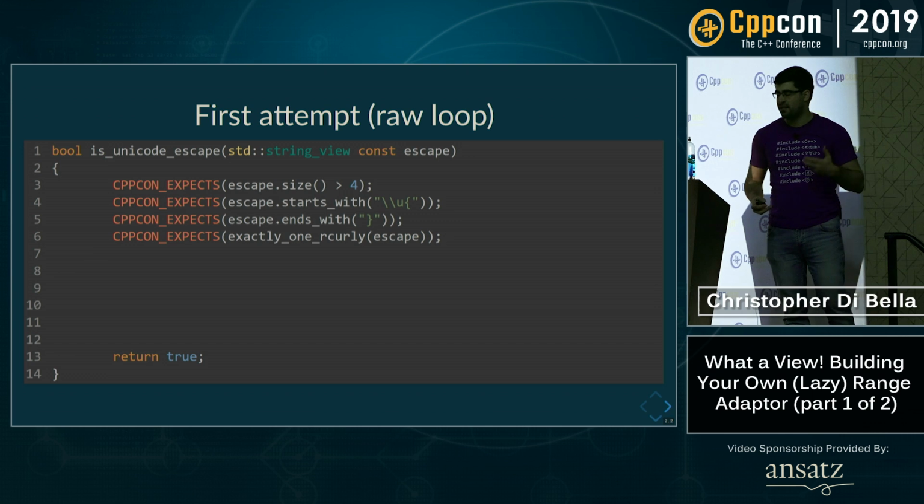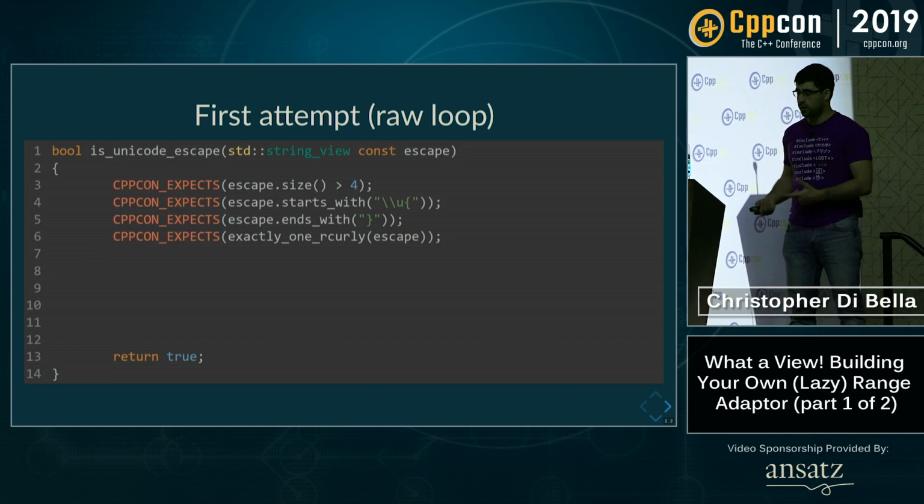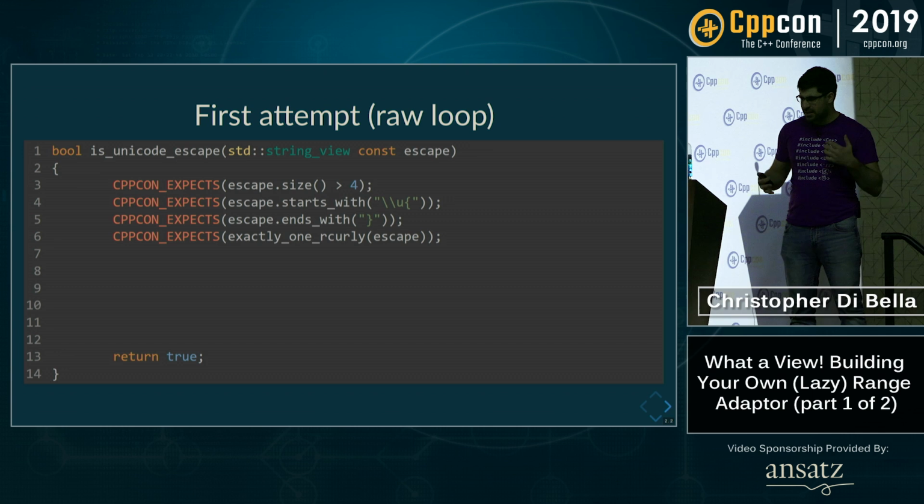We're also going to expect that the escape starts with \u, open curly, and ends with a close curly. And finally, we want to assert that there's also going to be exactly 1 close curly, because that's important as well.